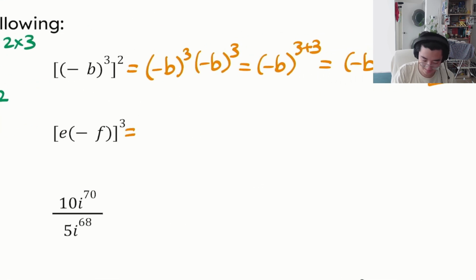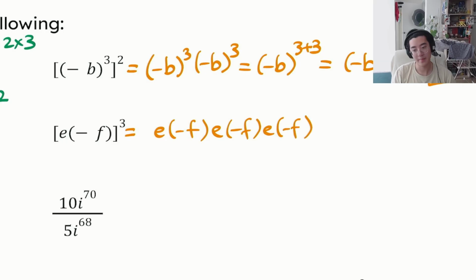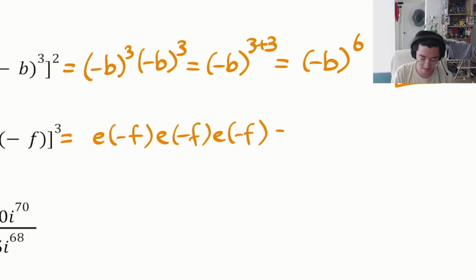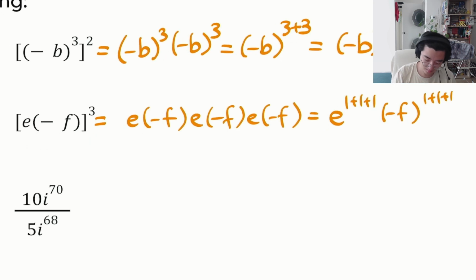How about this one here? So we got e times f, 3 times. E times f, e times f, e times f. Right, 3 times. As you can see here, we got 3 of the e's. Multiplied together is just 1 plus 1 plus 1. Same as f, 1 plus 1 plus 1. Okay, so this is the same thing as e to the power of 3 and negative f to the power of 3.